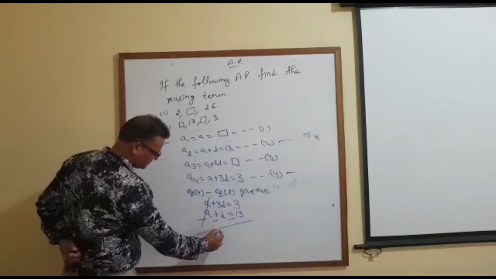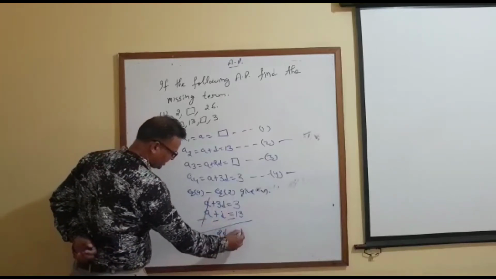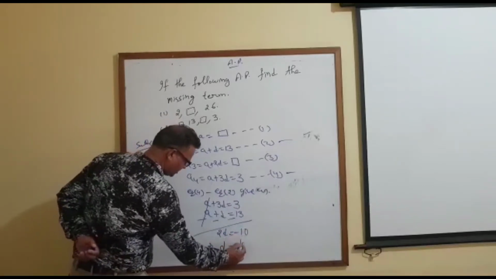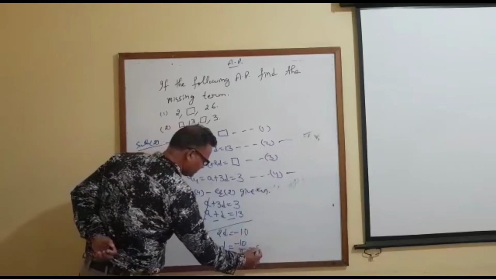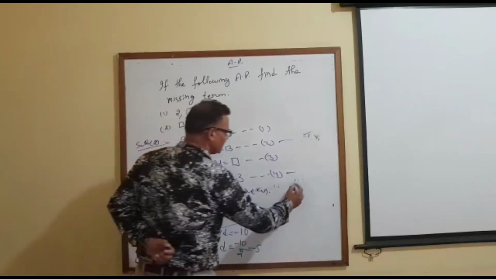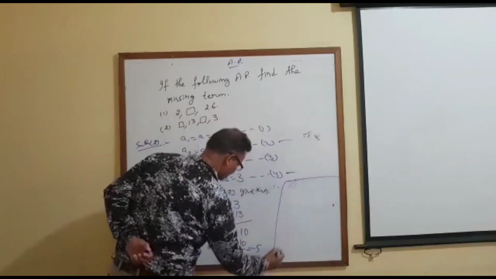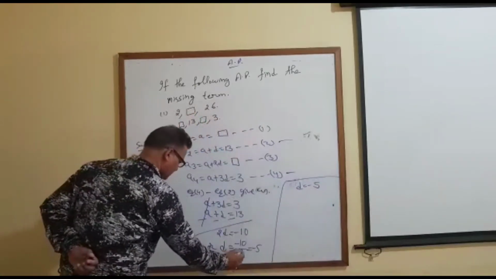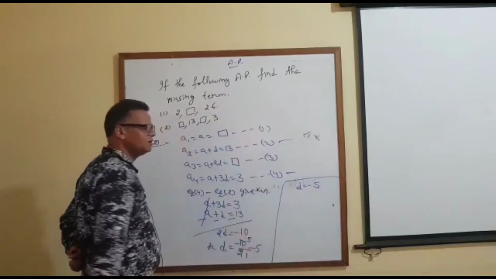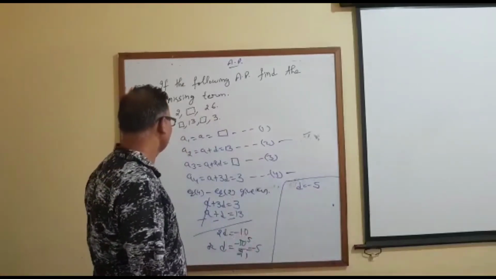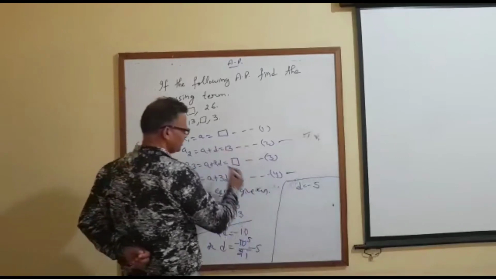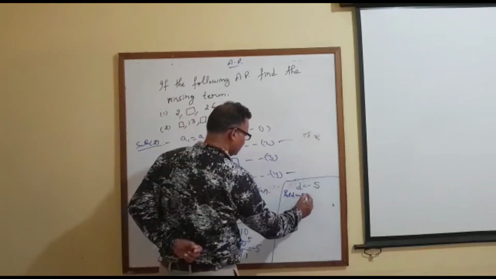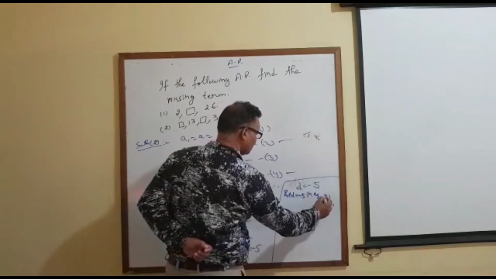After simplification we get 2D is equal to minus 10, or D is equal to minus 10 over 2, which is equal to minus 5. So the value of D is equal to minus 5. Now put the value of D in equation 2. Put D is equal to minus 5 in equation 2.